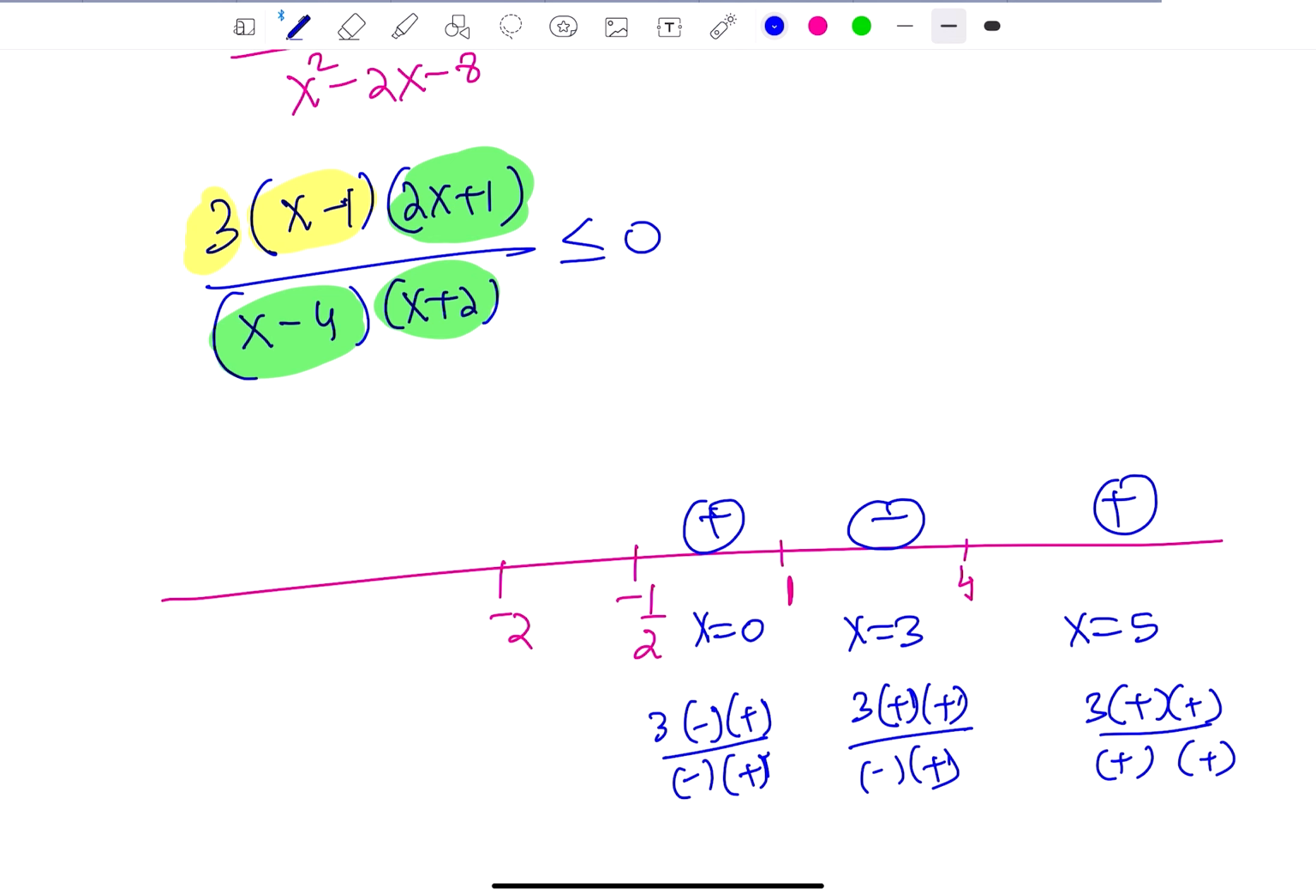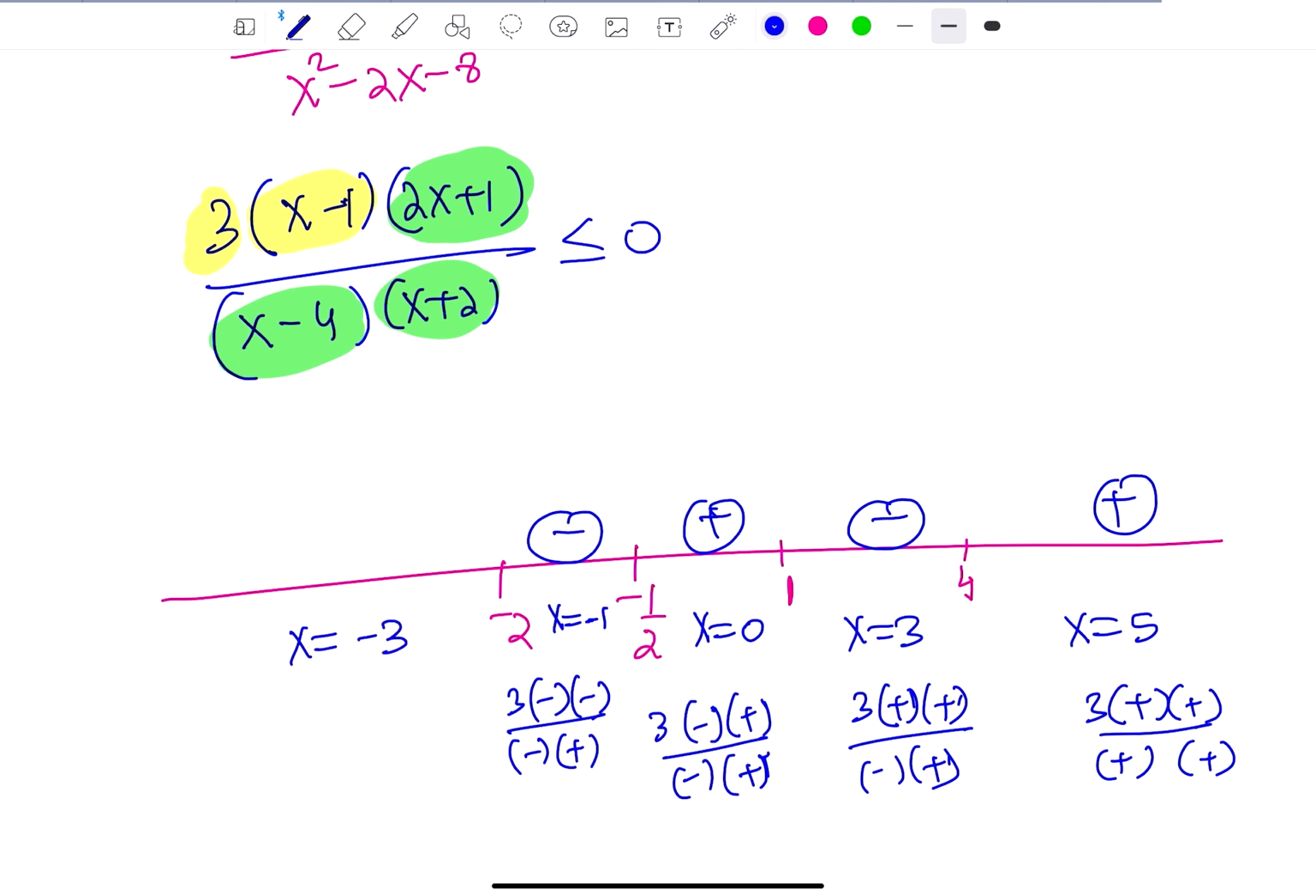Between negative 2 and negative 1/2, we can pick x as negative 1. So 3 times negative 1 is a negative number. Negative 2 plus 1 is a negative number. Negative 1 minus 4 is a negative number. Negative 1 plus 2 is going to be a positive number. So we are doing positive divided by negative. It's going to ultimately be a negative number.